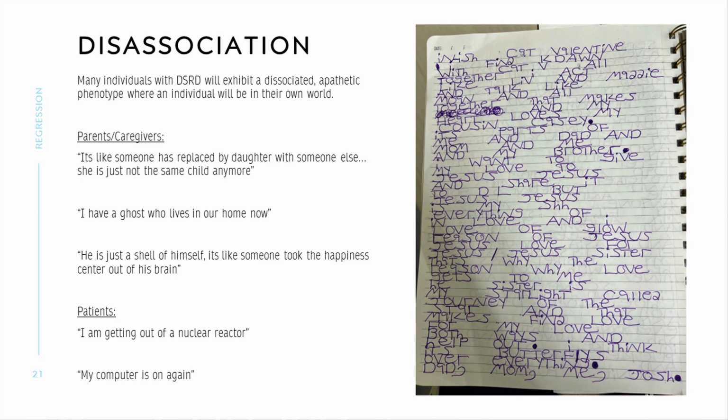I like to take notes of things that families tell me. I think they are pretty impactful. And so I wanted to include here a few lines that we've gotten from some of our families over the last years. Things like, it's like someone has replaced my daughter with someone else. She's just not the same child anymore. I have a ghost who lives in our home now. He's just a shell of himself. It's like someone took the happiness center out of his brain.